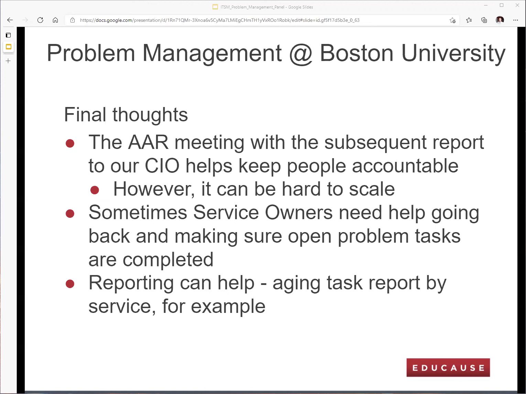The rest of the report has an additional information section, and then there's a table of problem tasks, which is basically an outline of action items and who will do what. And those are also in the tool we use, ServiceNow. We have tasks created in the problem to correspond to that. I hope that answers your question.